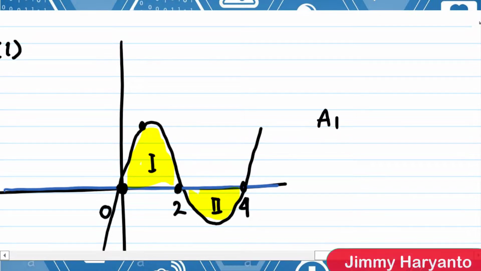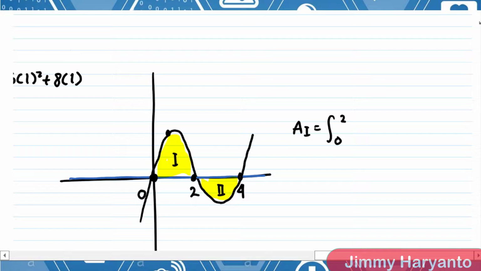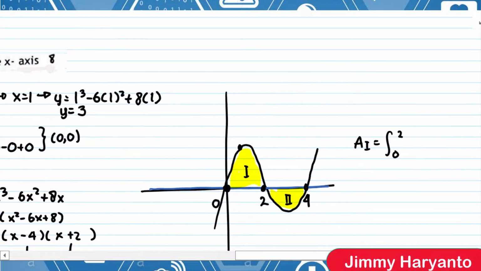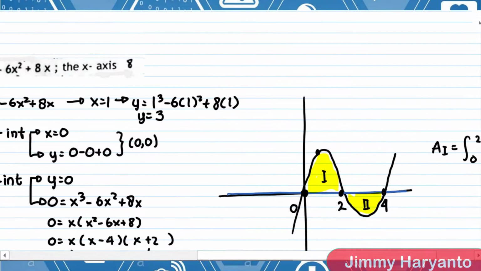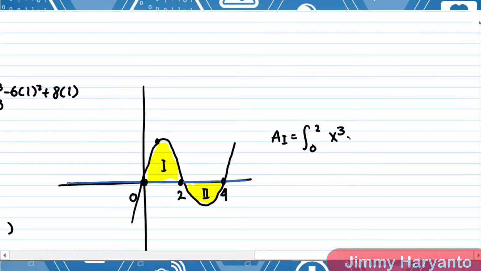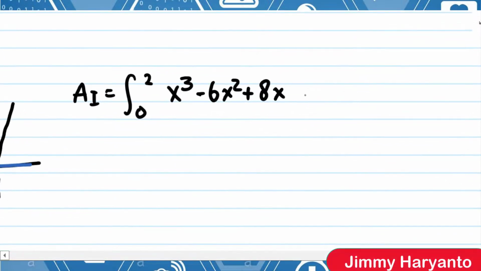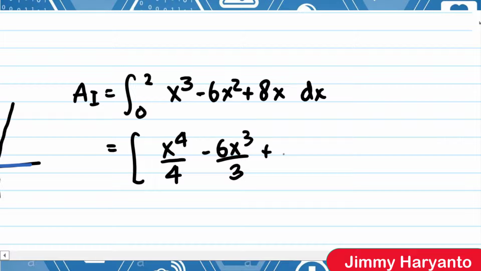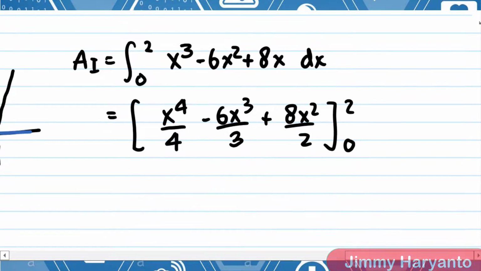Let's calculate area 1 first. For the area 1, you will do 0 until 2. From the curve will be x to the power of 3 minus 6x squared plus 8x dx. Okay, let's integrate it. x to the power of 4 over 4 minus x to the power of 3 over 3 plus 8x squared over 2, and then 2, 0.